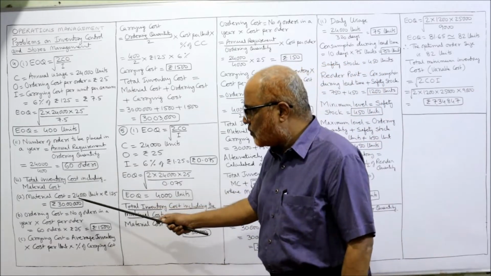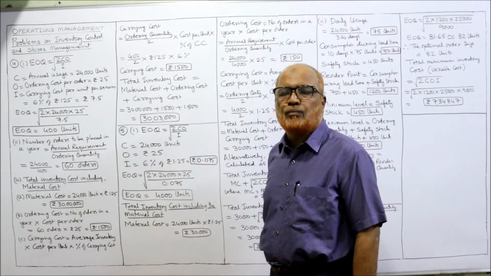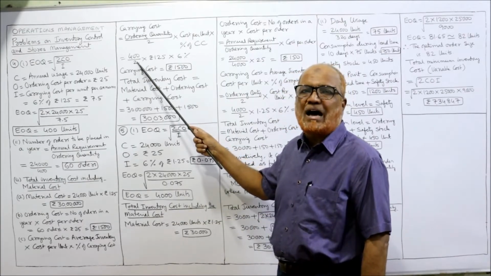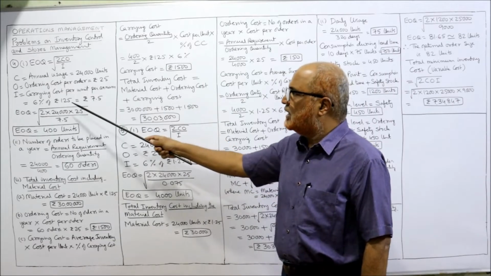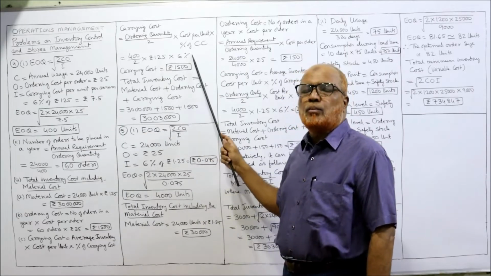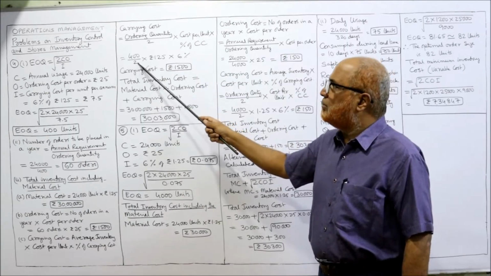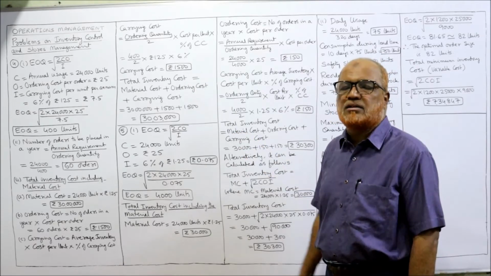What is the ordering quantity? 400, the EOQ is the ordering quantity. So 400 divided by 2 is the average inventory. The cost per unit is 125, that is given in the problem, into percentage of carrying cost, which is 6%. So 400 divided by 2 into 125 into 6%, you will get 1500.